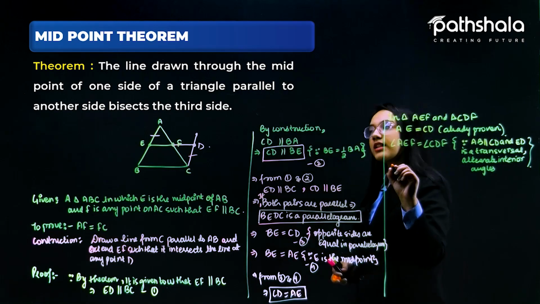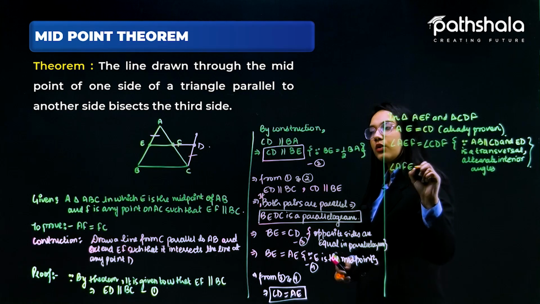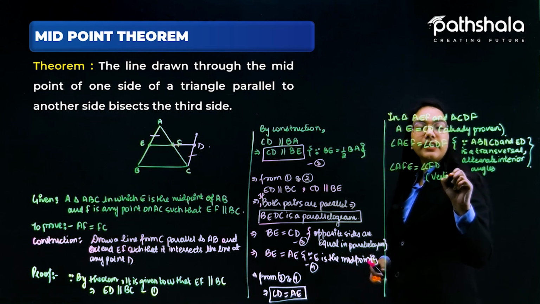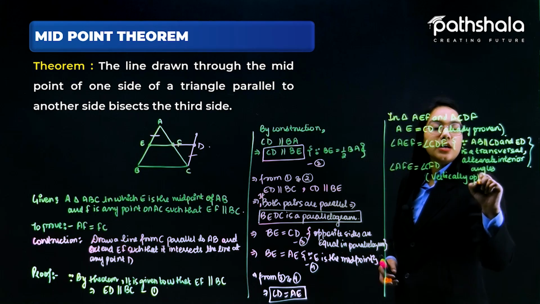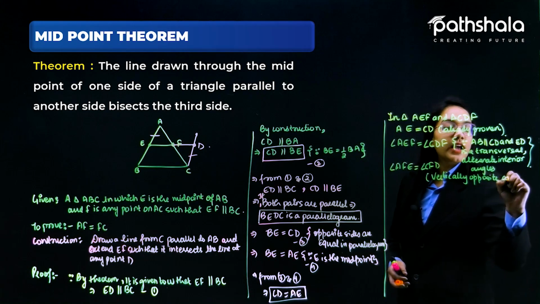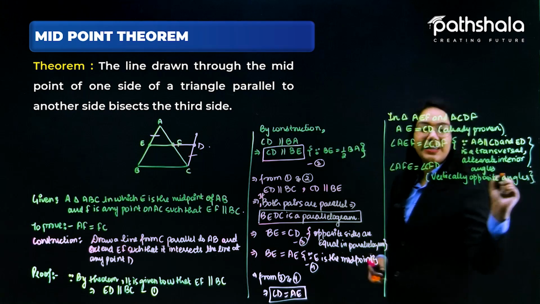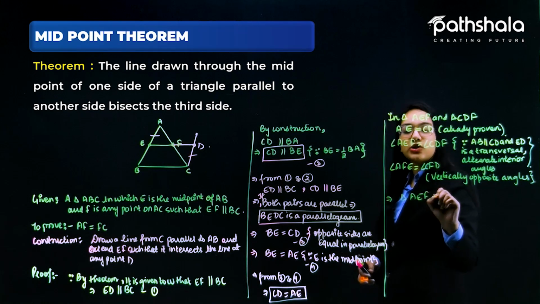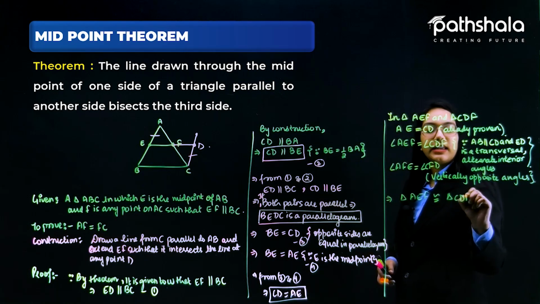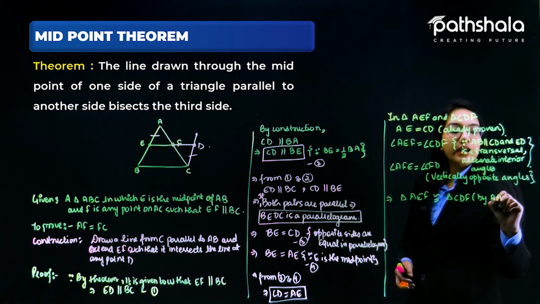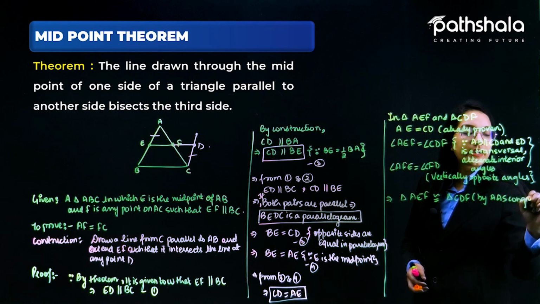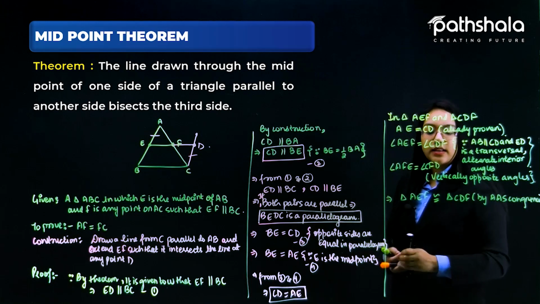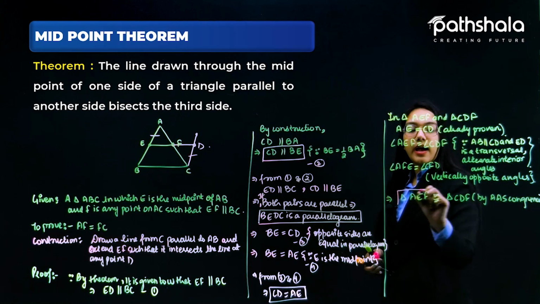Now furthermore, we can say that angle AFE is equal to angle CFD, because they are vertically opposite angles. So from these three conditions, what can we say? That triangle AEF is congruent to triangle CDF by the AAS congruency criteria, so the two triangles are congruent to each other.